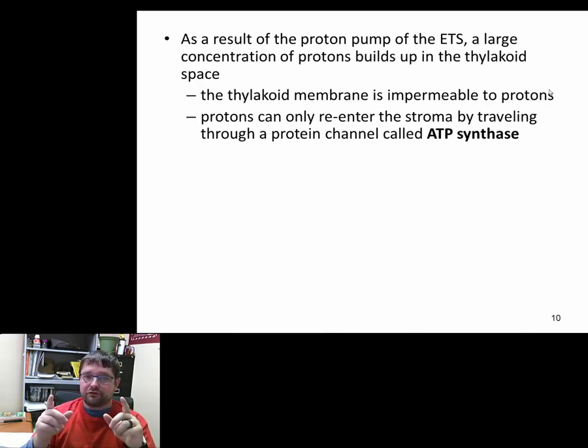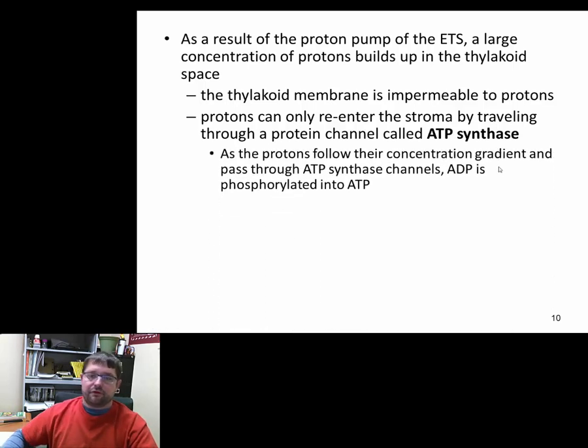And that protein channel that they're going to go through is called ATP synthase. So you know it's an enzyme, and based on synthase, you know that it's going to synthesize ATP. And it does so by phosphorylating ADP to form ATP. And the energy to bind another phosphate group to ADP comes from those protons being flushed back into the stroma.